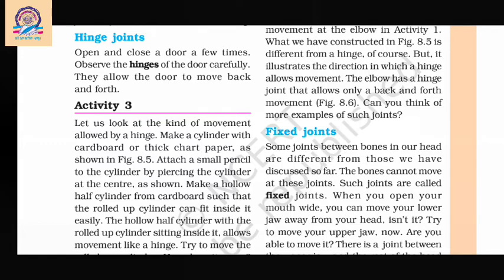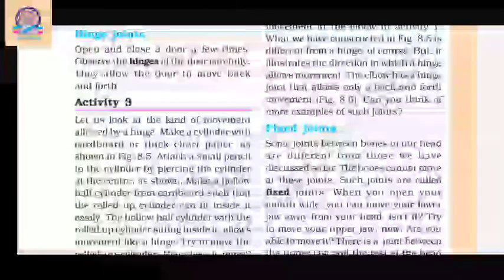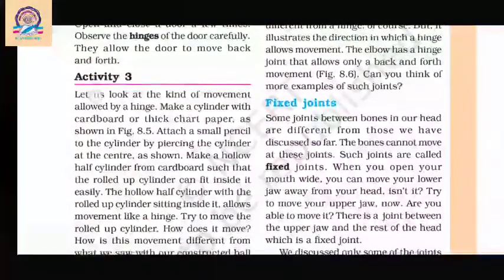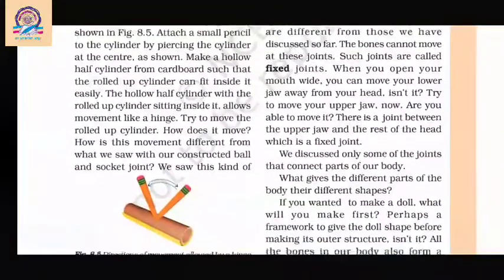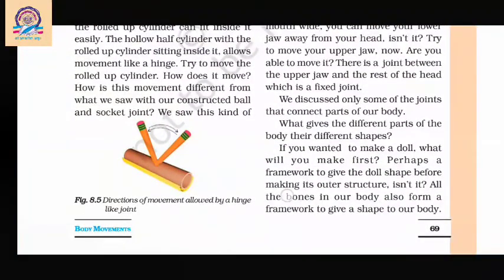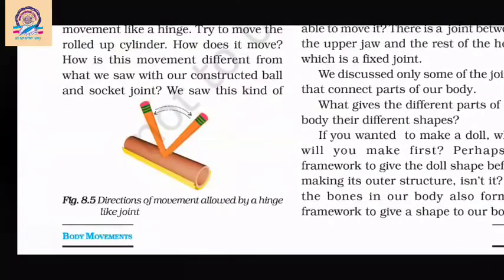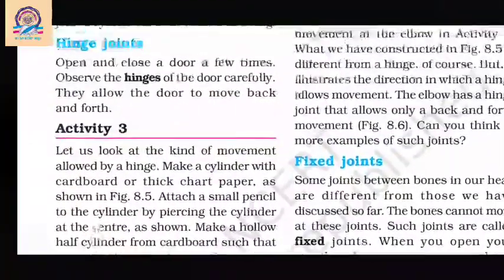This hinge type of joint you have observed in your daily life, such as when you open and close a door a few times, you can observe the hinges of the door, isn't it? Observe these hinges of the door carefully. What do they do? They allow the door to move back and forth. Similarly, our elbow movement and our knee movement, as you can see here in figure number 8.5, the direction of movement allowed by hinges like this allows back and forth movement.